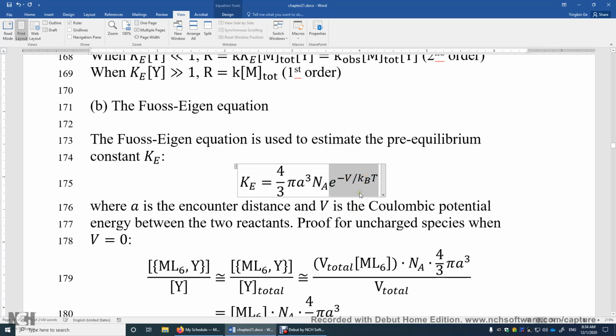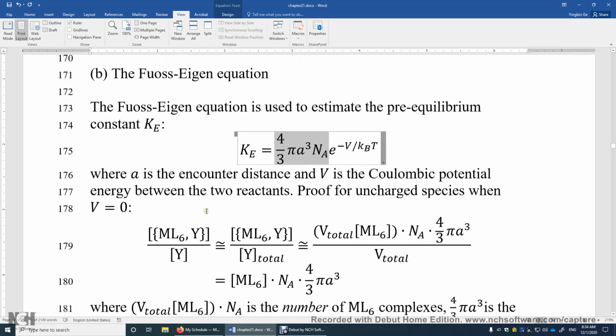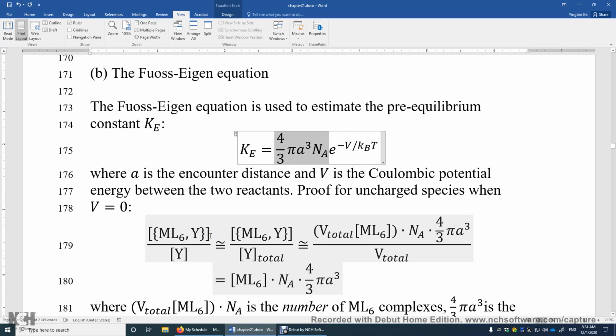We can ignore this exponential function and focus on this part. So why is this Eigen-Wilkins equilibrium constant equal to this expression? Here's our derivation. We need to know the ratio between the concentration of Y that's in the intermediate structure and the total concentration of Y. Actually, this is free Y, but usually the concentration of Y in the intermediate is a very small percentage of the total Y. So we can have this equation hold true approximately. So this Y is approximately Y total.